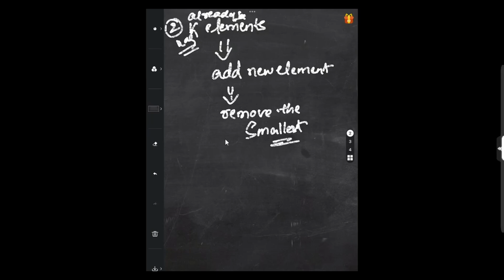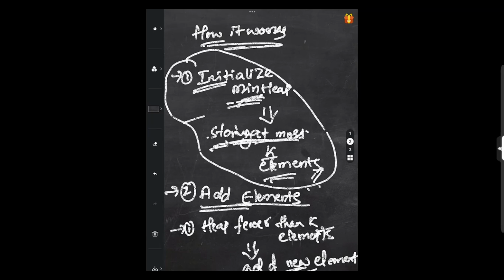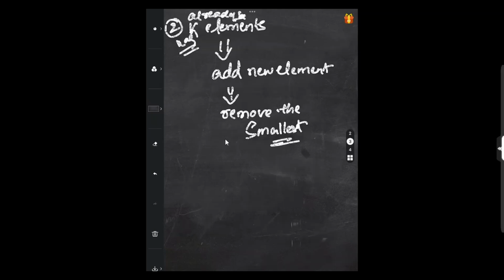Whatever I'm saying here, this is for the initialization. We are initializing a min heap just to store at most k elements. The return value here, they have mentioned, is always null. The second part is adding the elements. When the heap contains fewer than k elements, we add a new element. Second step, when the heap already has k elements, we add the new element and remove the smallest element, as we are dealing with the min heap.